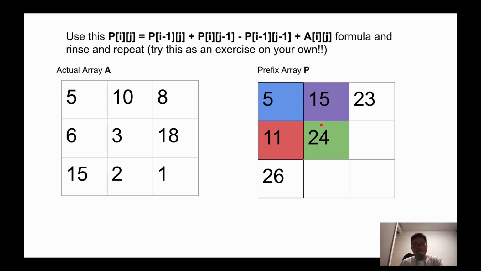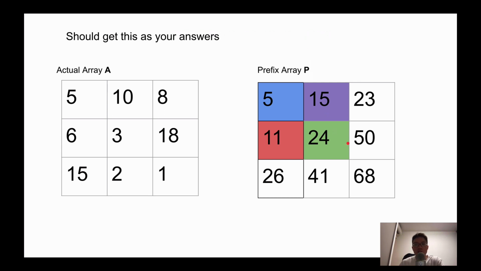Now I want you to try, as an exercise on your own, to fill up the remaining cells in the prefix array P using this formula. Try to get an intuition behind this mathematical equation. After you have done that, you should have gotten this as your answers. And yep, I think that's basically it for this mini lecture series.